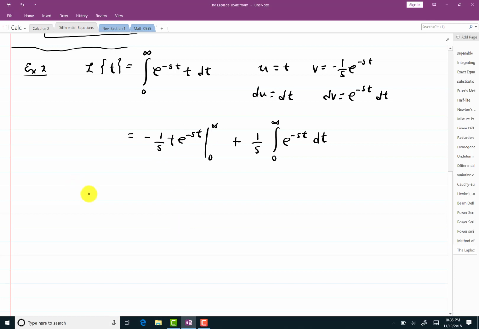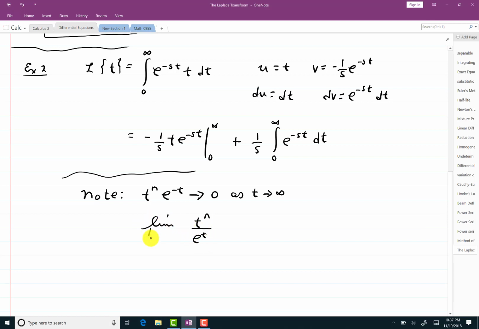Just so you know, let me put a little note here. And I'll continue on for a minute after I get this. If I have something like t to the n power, and I'm multiplying it by e to the negative t, then the whole thing goes to 0 as t goes to infinity. The point of it is that the exponential function, e to a negative power, overwhelms this function. And the way you see it is this. When you let t go to infinity, you notice that you have an infinity on top and an infinity on the bottom, so you use L'Hopital's rule.